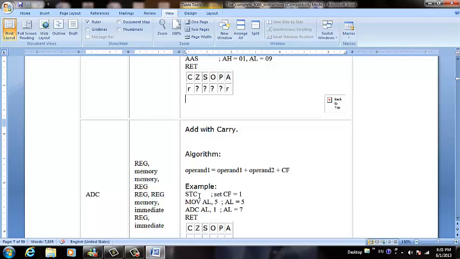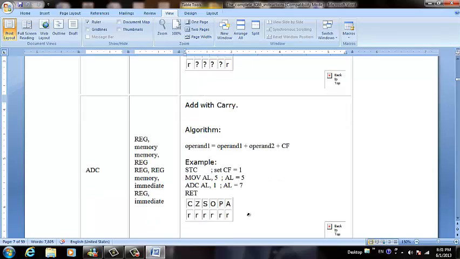So in here, let's try this. STC means set the carry flag. The carry flag will be set to 1 here. Move AL with 5. Add with carry AL and 1. What will be added? 5 plus 1 plus the carry flag, that will make 7. If there is a carry, it will be stored in the carry flag again. Again, let's go back.